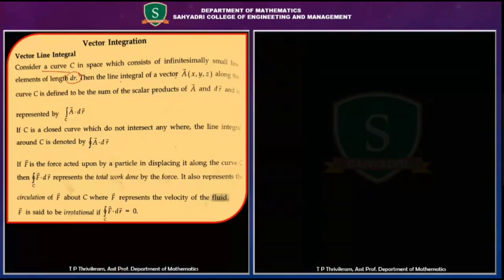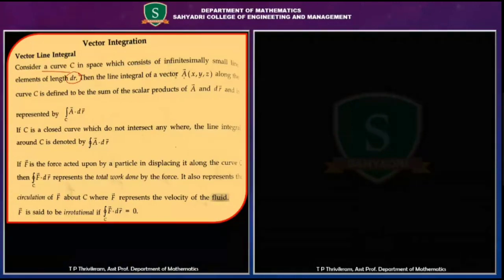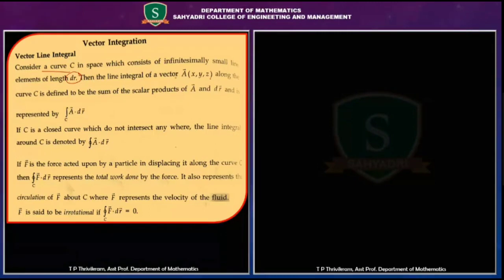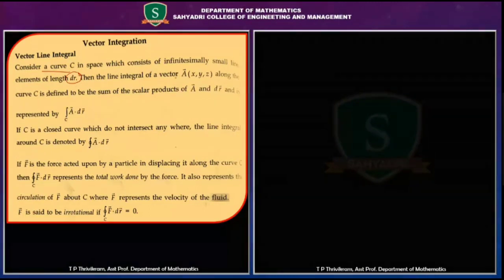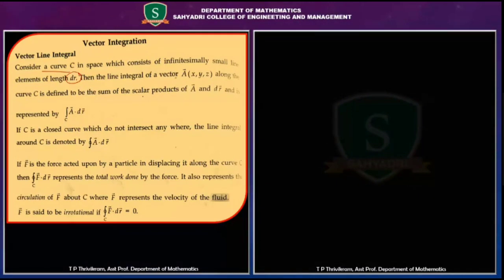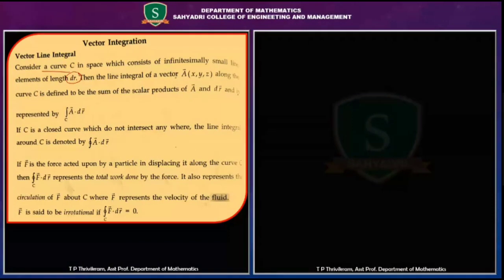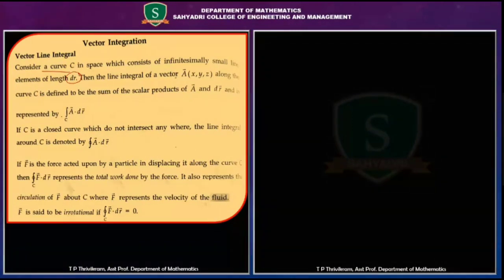Then the line integral of vector A, where A is a function of x, y, z, along the curve C is defined to be the sum of the scalar product of A and dr, and it's represented by the integration of A dot dr. So in this way we will do the integration by doing the dot product between A vector and dr, where here dr is defined like this.